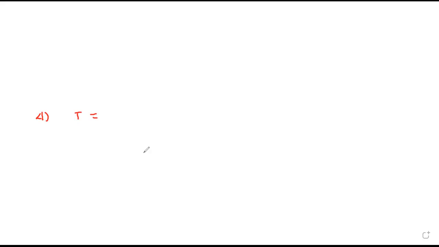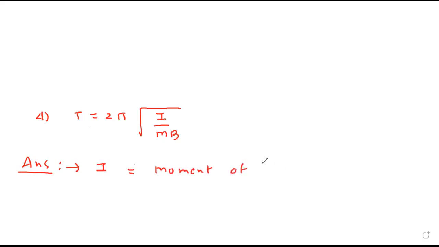T equals 2 pi root of I upon MB. Is this formula dimensionally homogeneous? Dimensionally homogeneous means whether it is dimensionally correct or not. Now here this is difficult because all chapters you have not done in physics so far. Here T means time period, I is moment of inertia, and its unit is kg meter square.